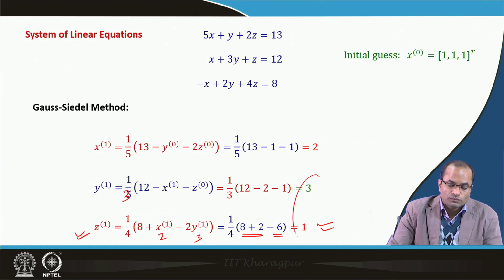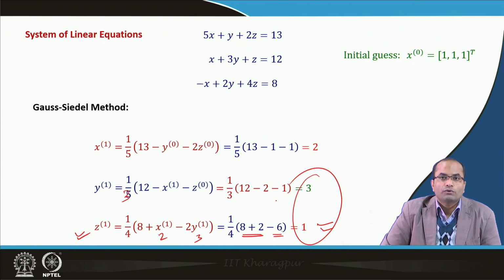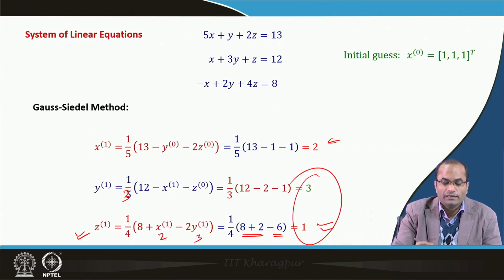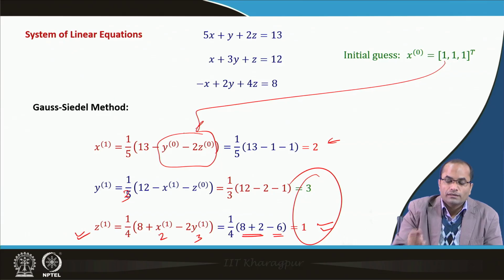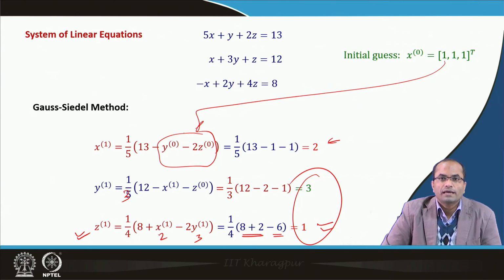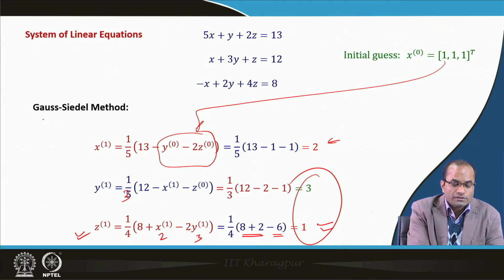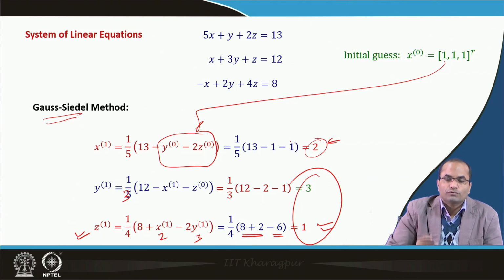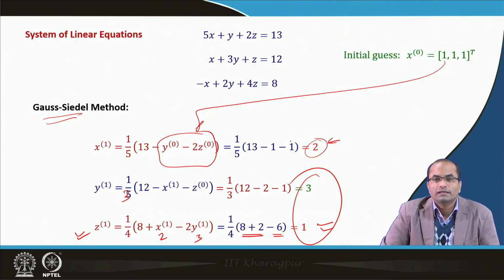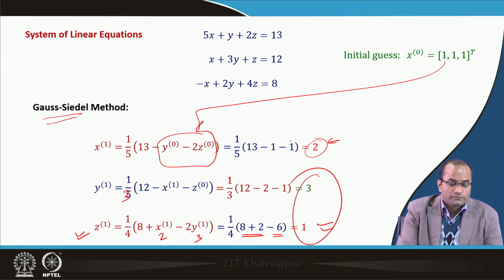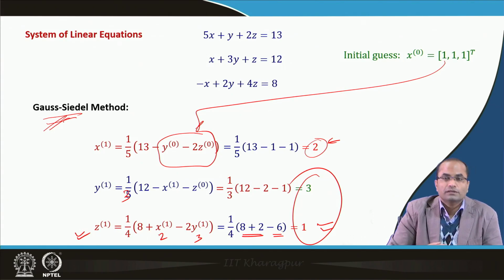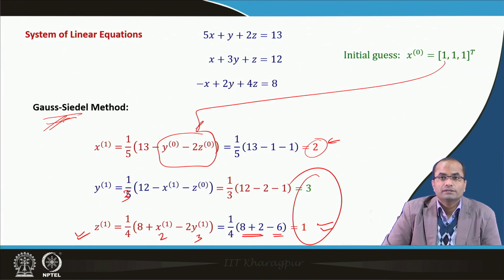So, these two values are different than the Jacobi method, whereas the first value, because here nothing is available, we have to use the initial guess only, otherwise the formulation is same. So, that is a slight difference, that in Gauss-Seidel method we are using whatever we have available, recently evaluated values available with us, whereas in Jacobi method we finish the complete iteration with the values from the previous iteration.